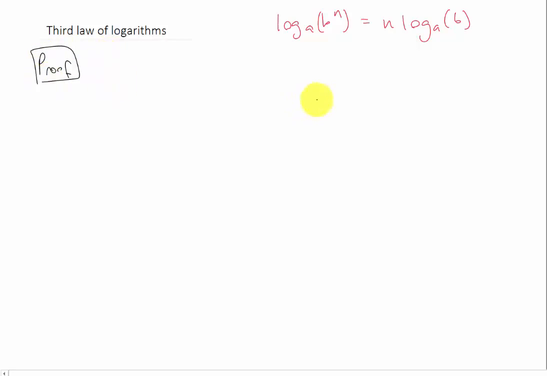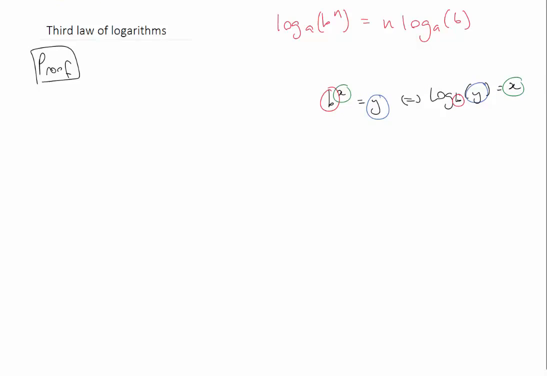So here's our thing as always. If b to the power x is equal to y, that's equivalent to saying that log in base b of y equals x. And we've got our colours again, so we've got our base in red, our y in blue, our exponent in green.